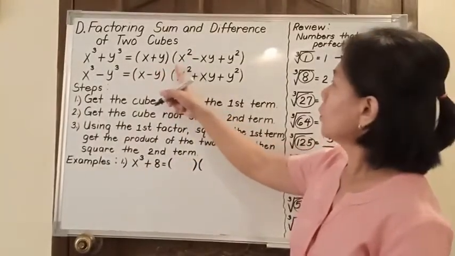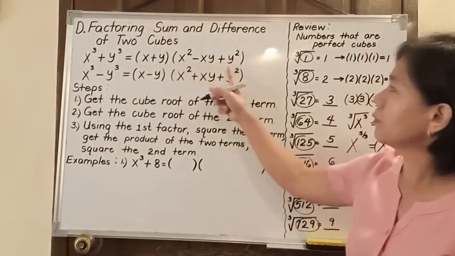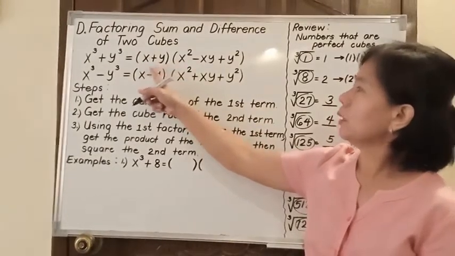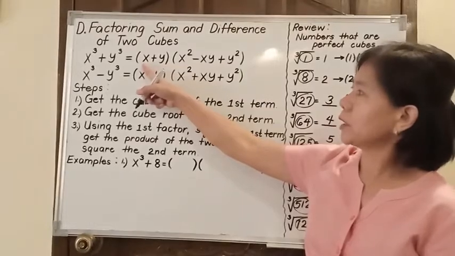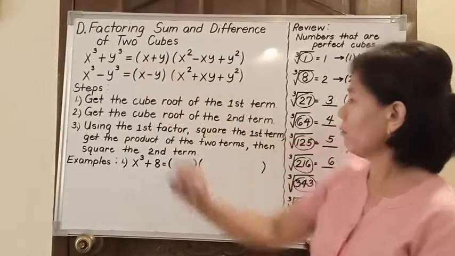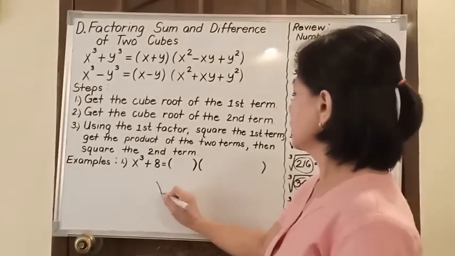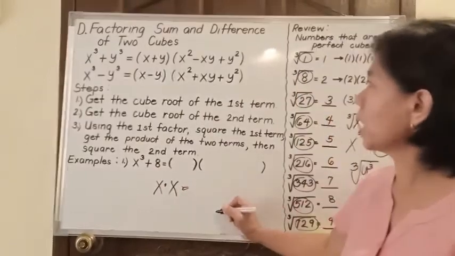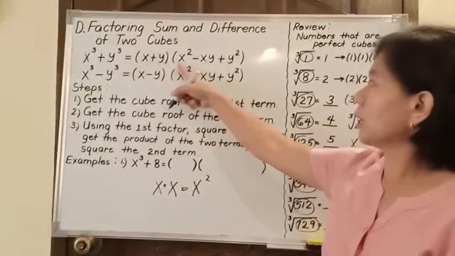Now, how about the trinomial factor? How are we going to solve this? Using this binomial factor, you will square the first term. Our first term this time is x. What is the square of x? Getting the square of x means x times x. And what is x times x? X squared. So this will be the first term in the trinomial.